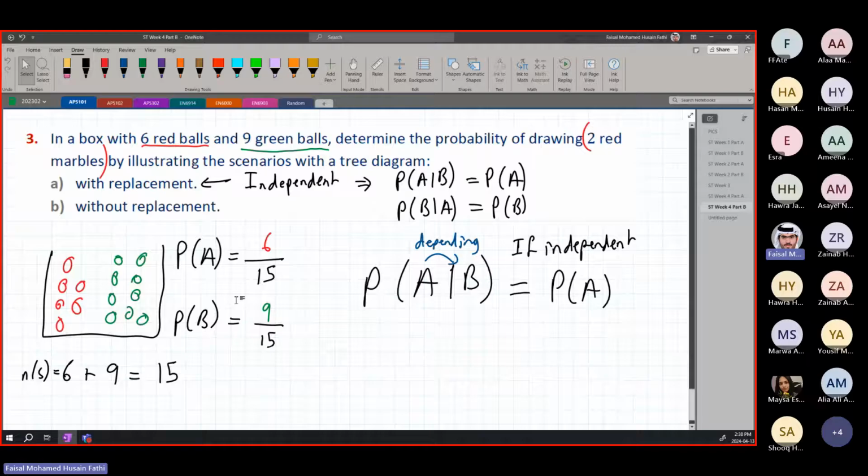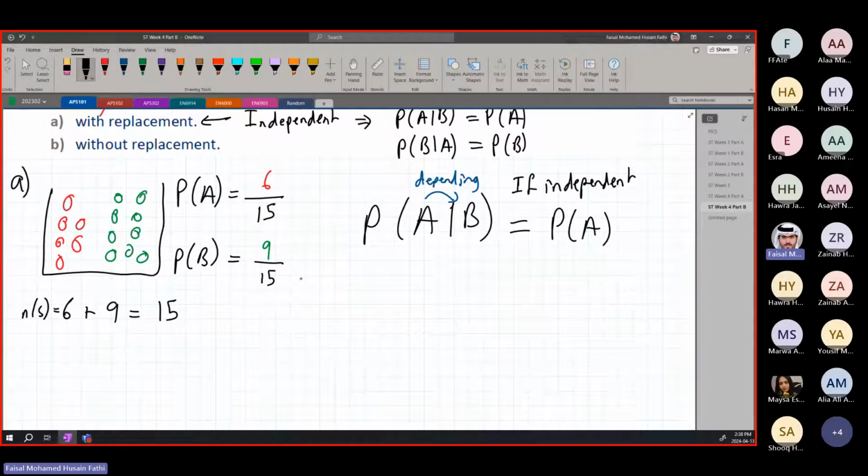This is in the case of independent now. We're solving part A. Because they're independent of each other. Why? Because we're replacing the balls. The sample is not changing, the sample size and the sample space. The balls keep going back into this. All right? We have 6 plus 9. This is the total size.